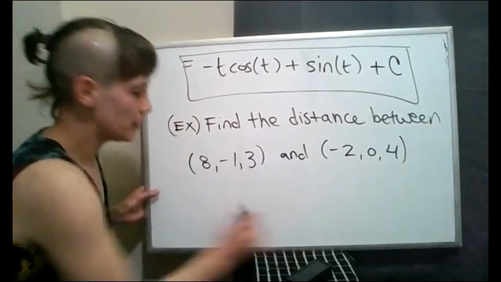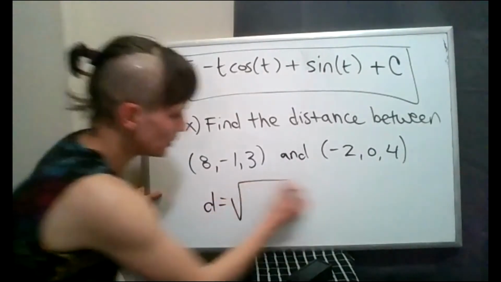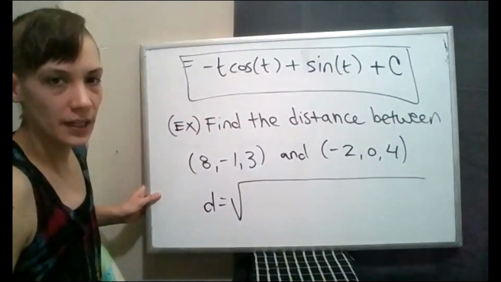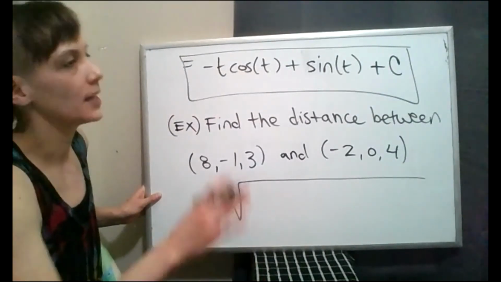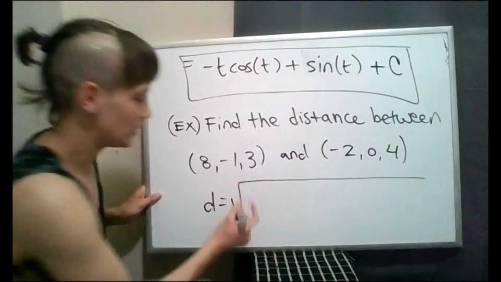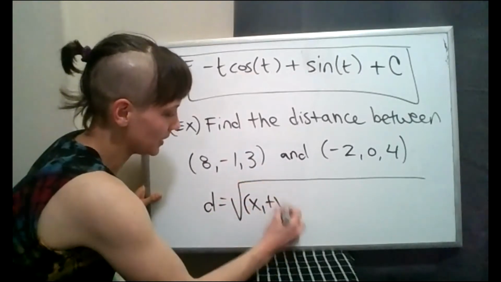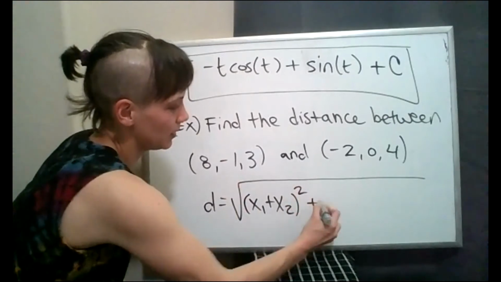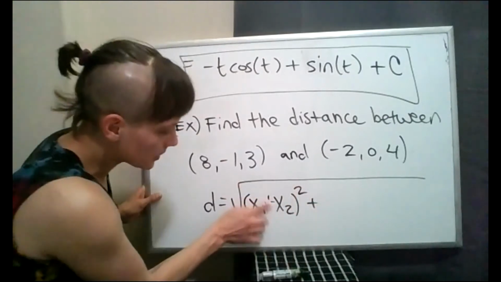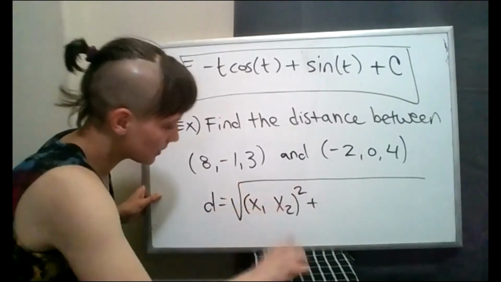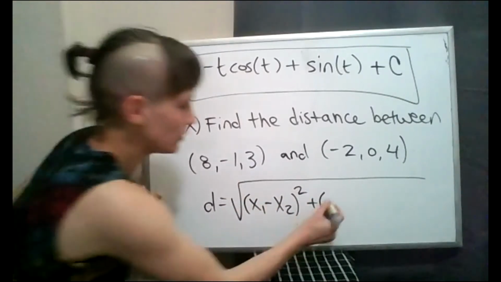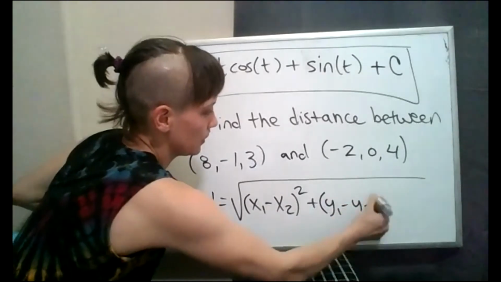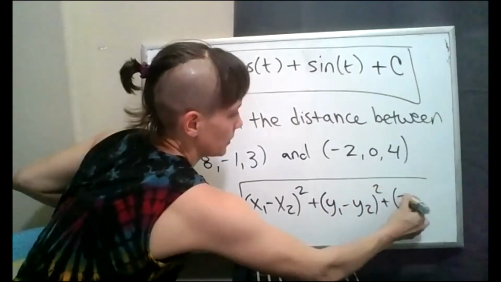The distance formula is the square root of the difference between your x values squared added to the difference between your y values squared. Added between, let's do this, x1 plus x2 squared. Wait, the difference between these. And y values and z values.